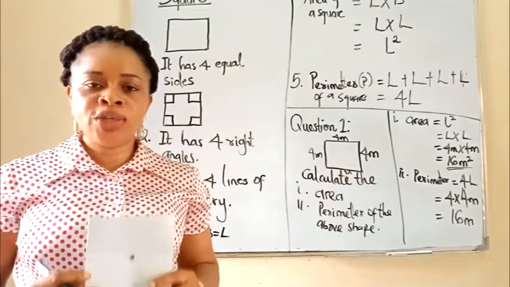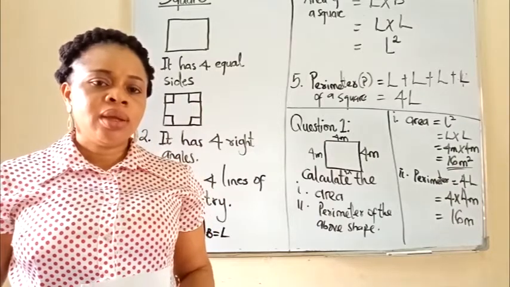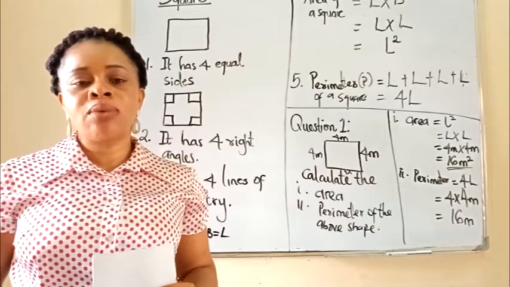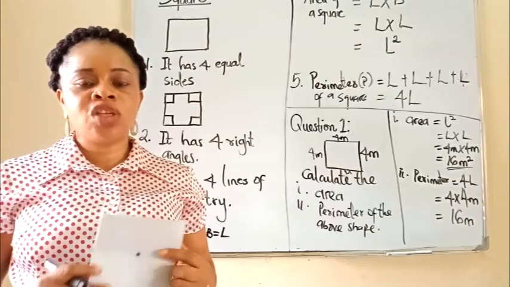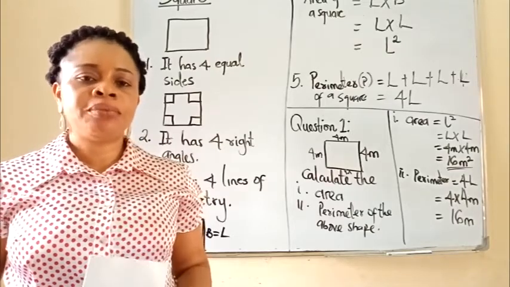This is how we can calculate the area and the perimeter of a square shape, having known the properties of a square shape. I believe you'll be able to calculate any problem that is given to you about a square shape.